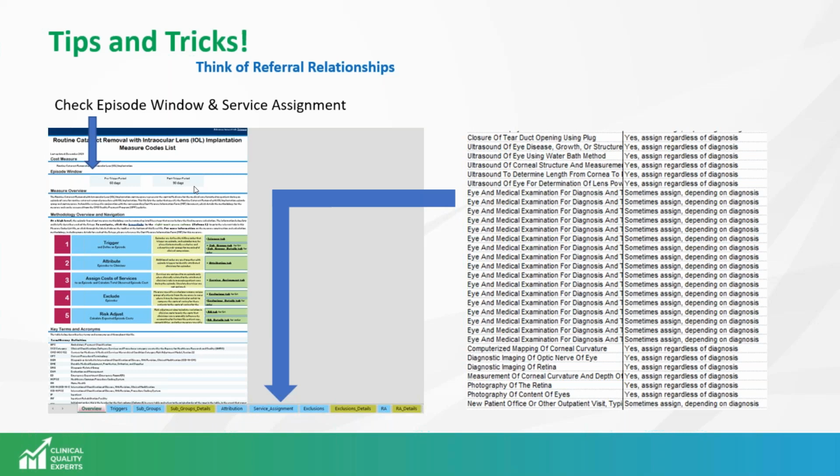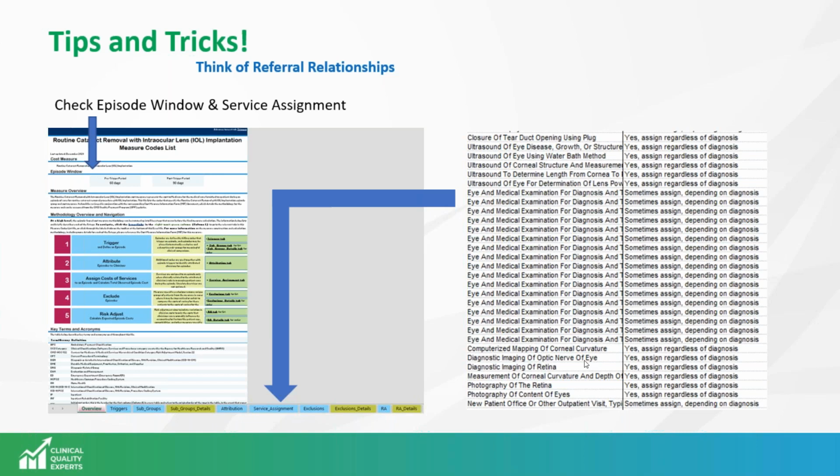Now we also want to be aware of this tab down here called service assignments. Now, in this example of the cataract episodic cost measure, other physician services can be attributed to the cataract surgeon's cost score. So things that might be performed by an optometrist or a retinologist or another specialist. If they submit codes that appear under the service assignment, it could affect the cataract surgeon's cost score.